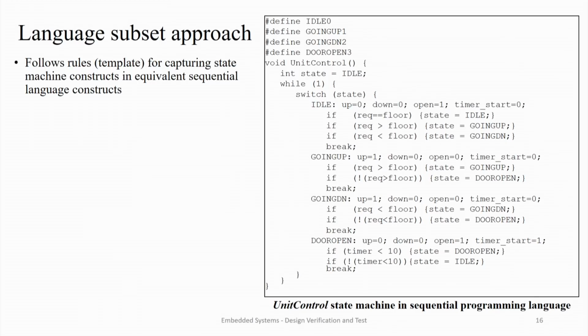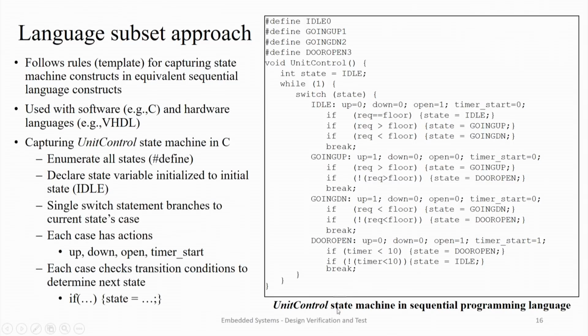So, what do we use instead? Instead of using a front end tool, we use a language subset approach. And how does that approach go about? In the language subset approach, we follow rules or templates for capturing state machine constructs in equivalent sequential language constructs. Okay. So, we have equivalent sequential language constructs to capture different state machine constructs. This can be used with software languages, for example C, and hardware languages like VHDL.